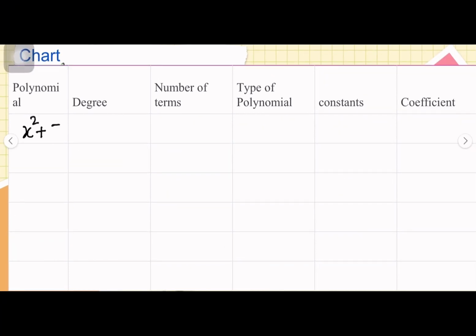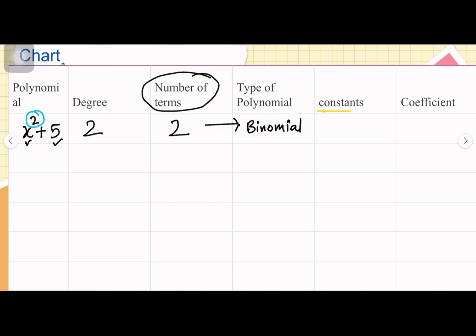Some more examples: x squared plus 5, the degree is 2 because the variable has highest exponent 2. Number of terms, we have 2, and this type is known as binomial. Constant here, the number without variable, is +5. Coefficient, the variable present is x squared, so coefficient is 1.